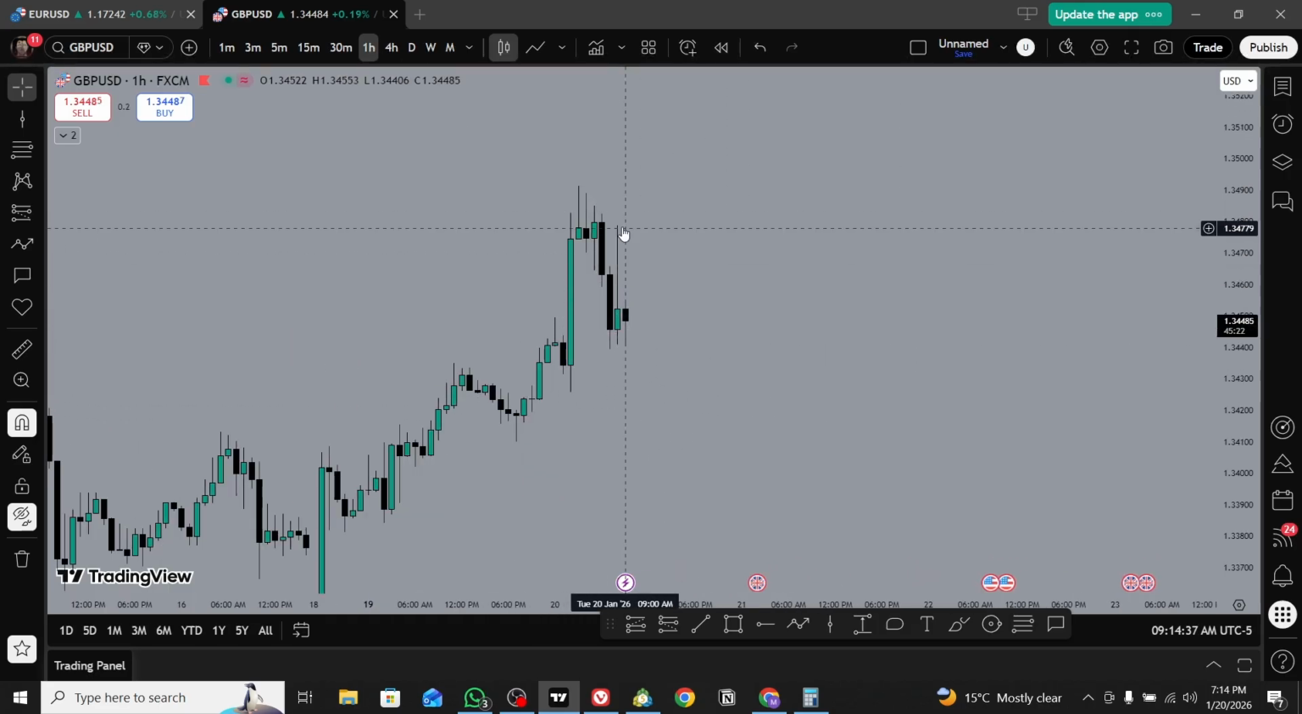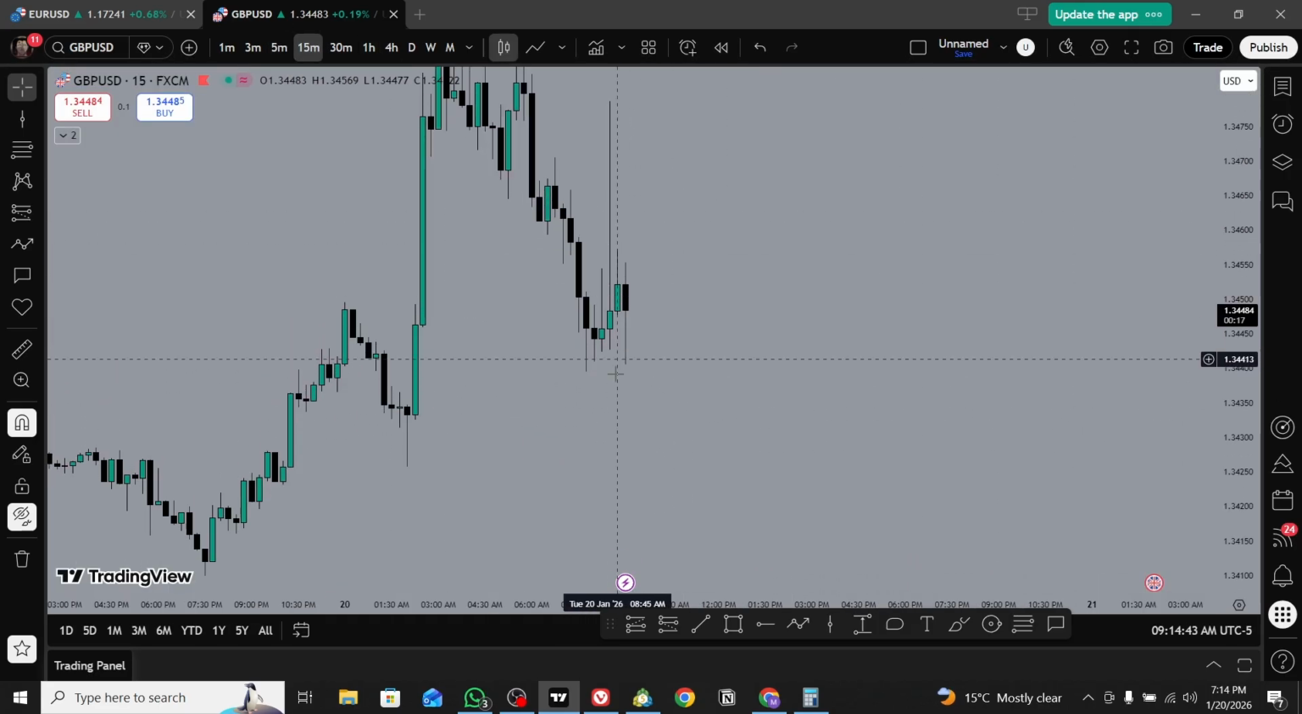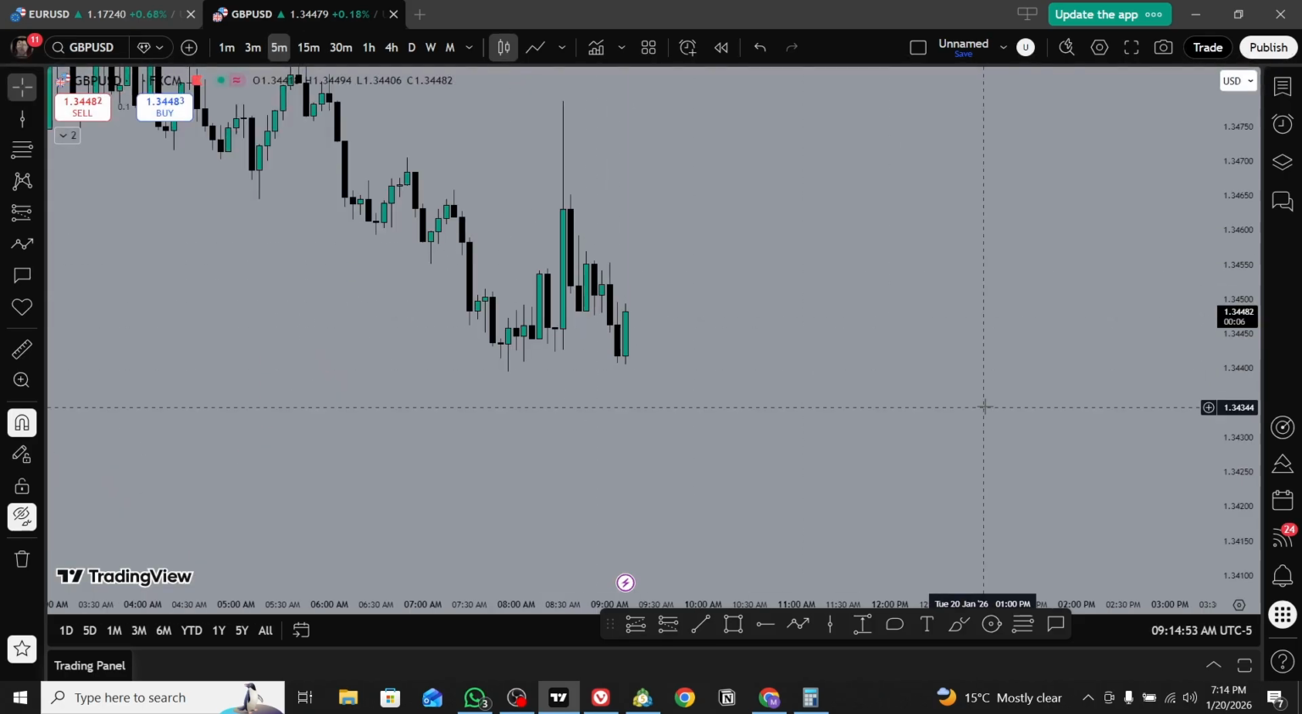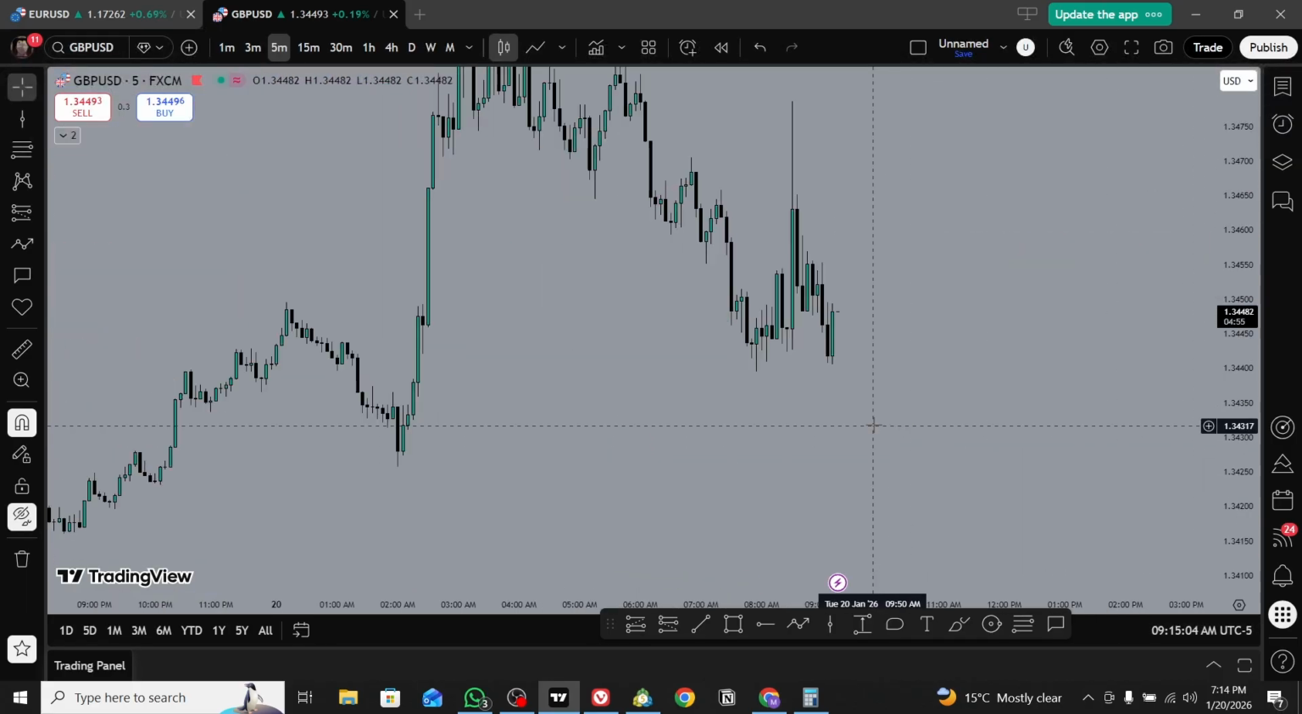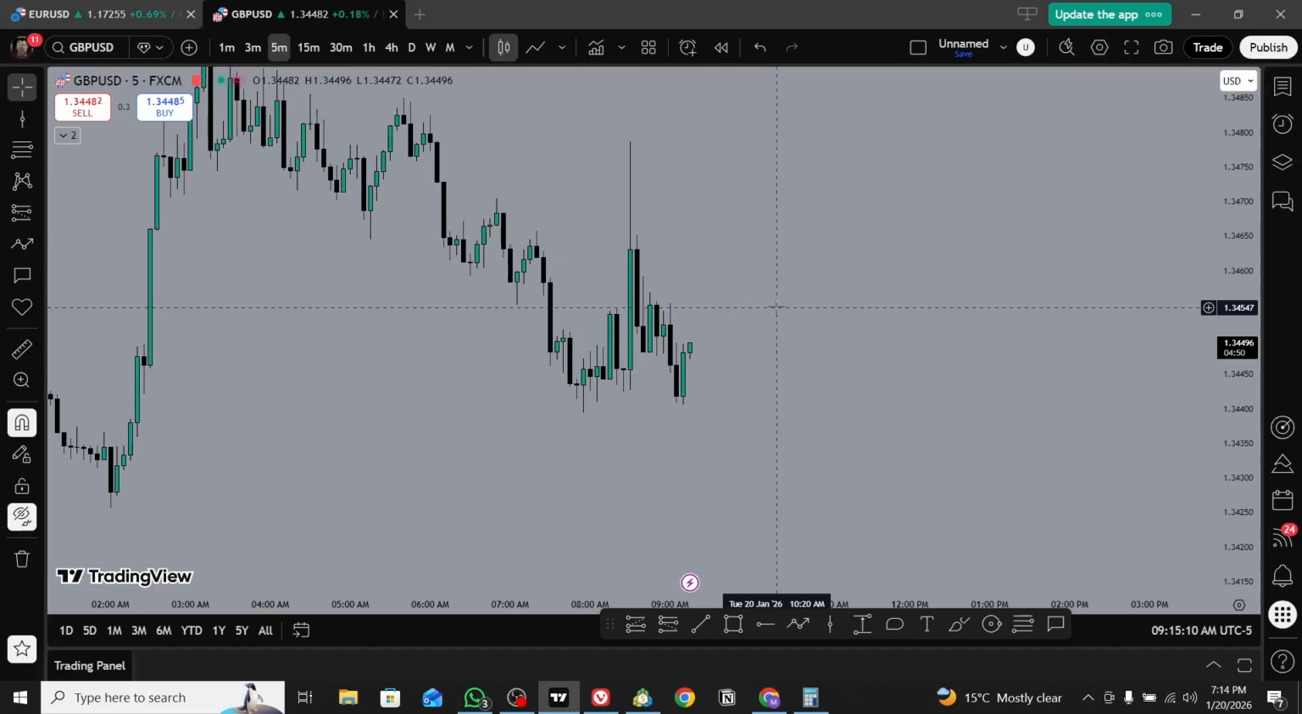Okay, this is one more week. 15-minute chart. We took the other lows and we retraced up. Yes, it can retrace up. As I said before, it can retrace up. Time is 9:15. I don't like this.